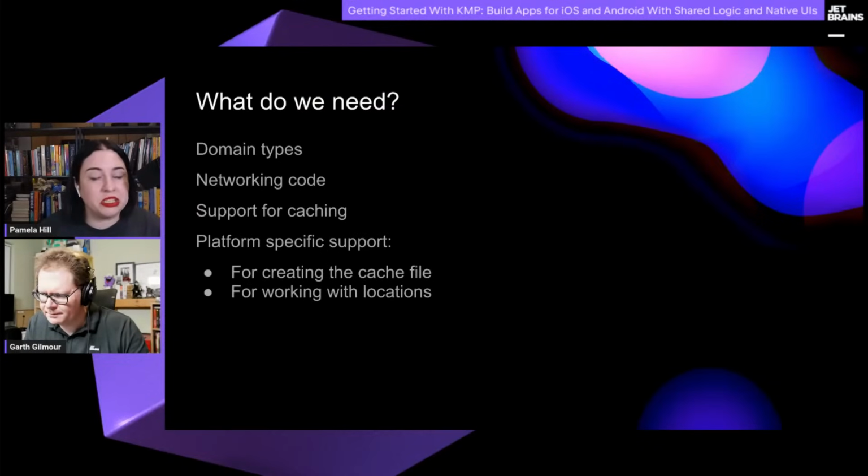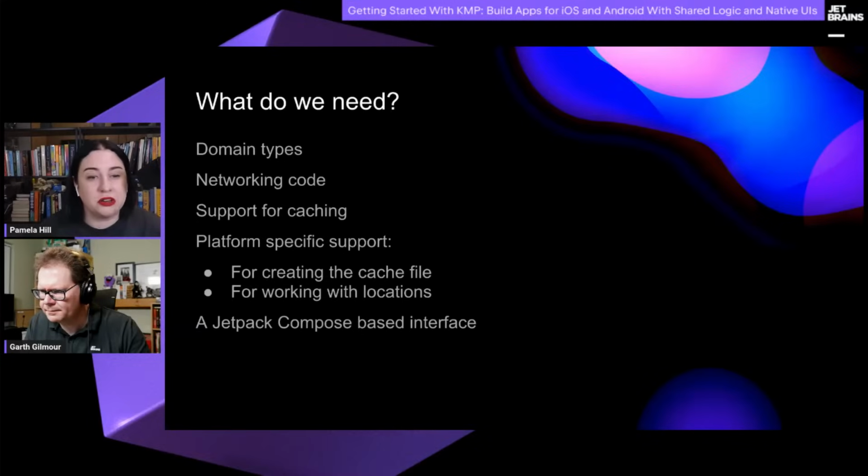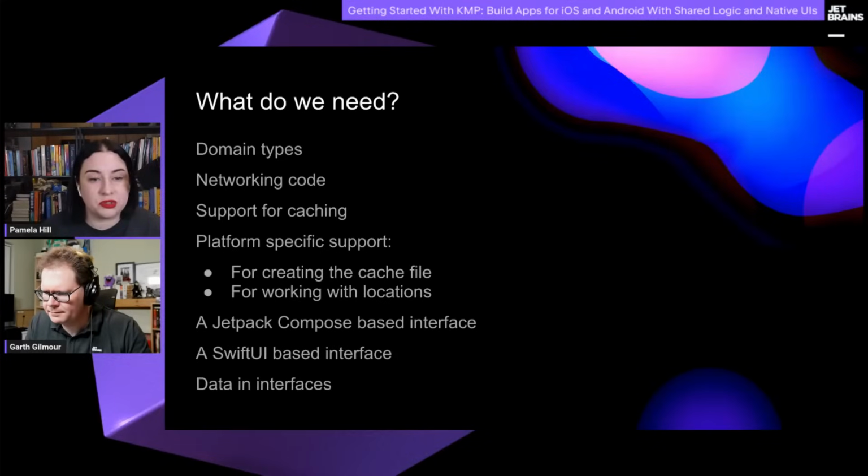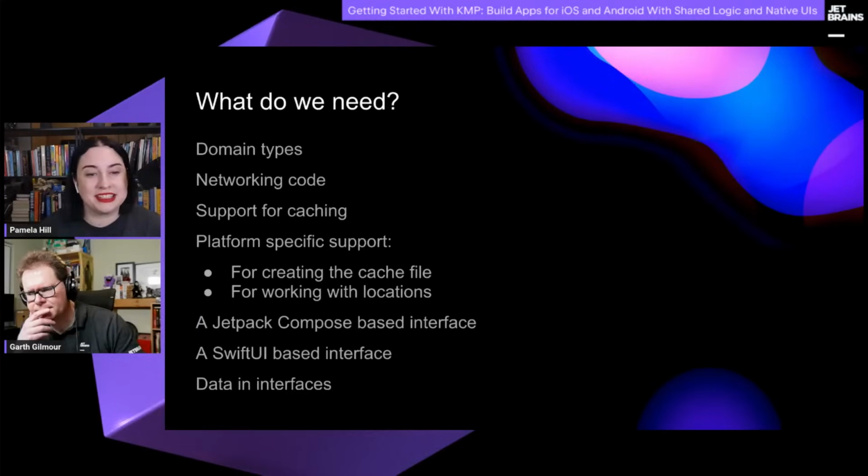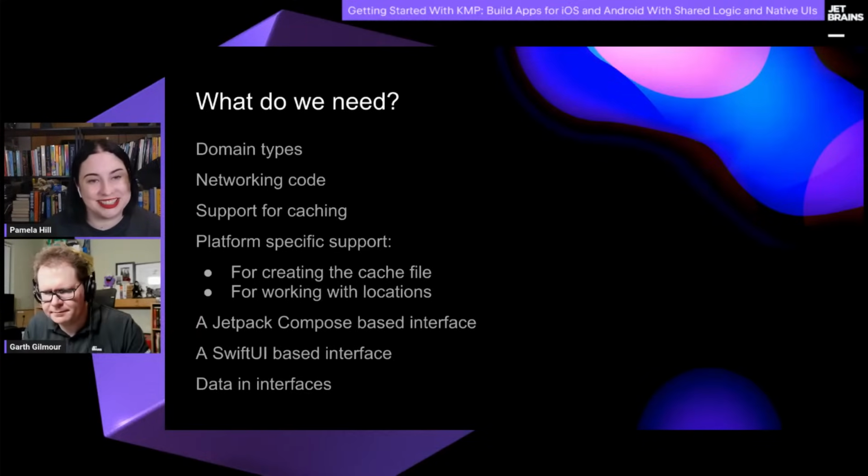So we need to find the location or region of our device, and then we need to obviously create a user interface. For Android, we're using Jetpack Compose. For iOS, using SwiftUI, and then we somehow have to get all that data that we just got via networking and cached and everything into the user interfaces. So we've got a lot to do, so let's get started.